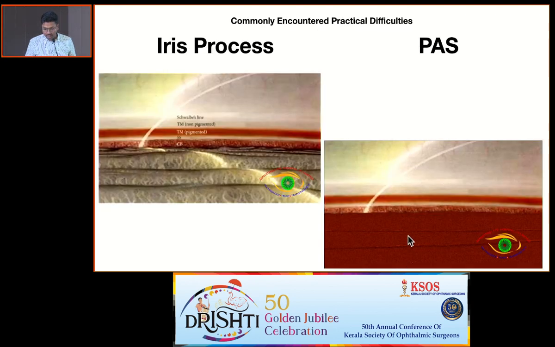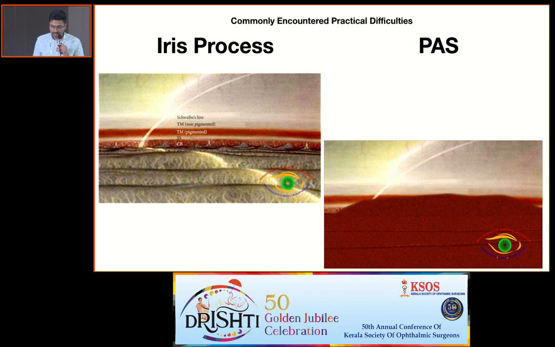So let's see what difficulties we'll be facing. This is the iris process, which we already saw in the animated video. And this is the peripheral anterior synechiae. I'll play it again. This is the peripheral anterior synechiae, which is coming. This is a pathological peripheral anterior synechiae. This is going to raise the IOP. It is going to block the angle structures.